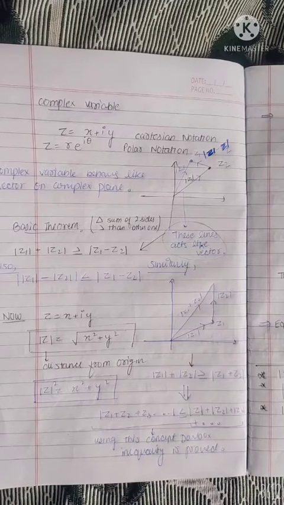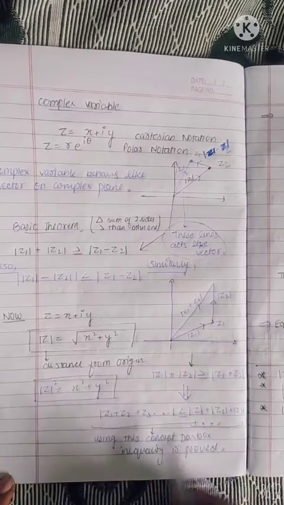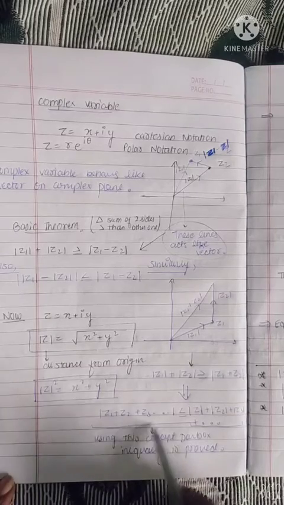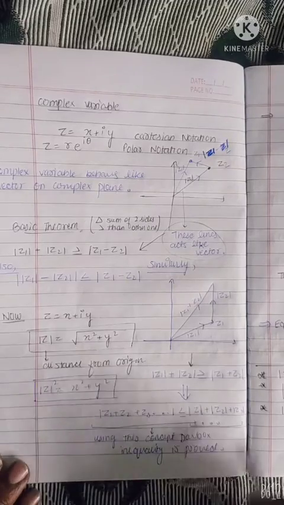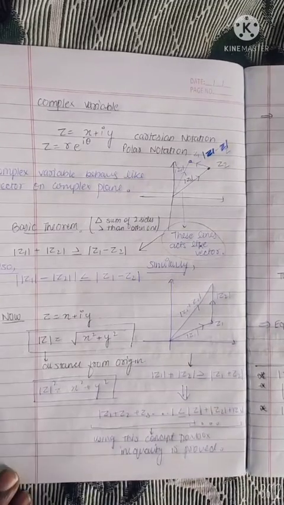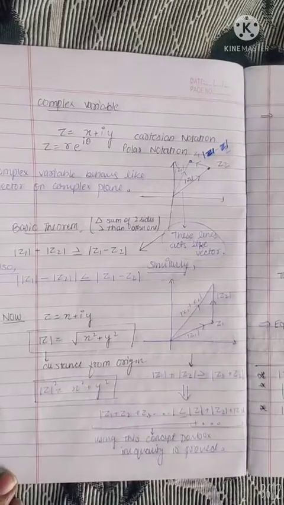For example, there are n vectors z1, z2, z3, z4, z5, z6 and zn. We can say that the modulus of their overall sum is always less than the addition of their individual moduli. Okay, and this is the particular concept which we will be using for Darboux inequality later on.